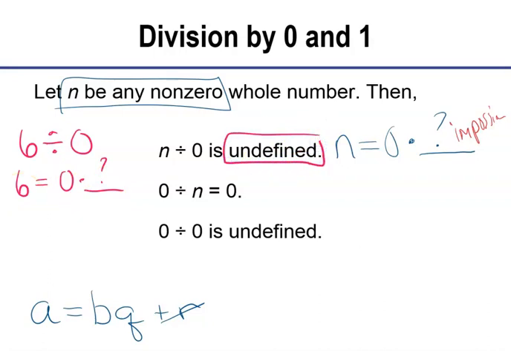And I hope if that's ever been confusing to you, that it's straightened out now. Think about division as a multiplication problem. In other words, use the division algorithm, and you will see that that's not possible. Now let's look at the next example.